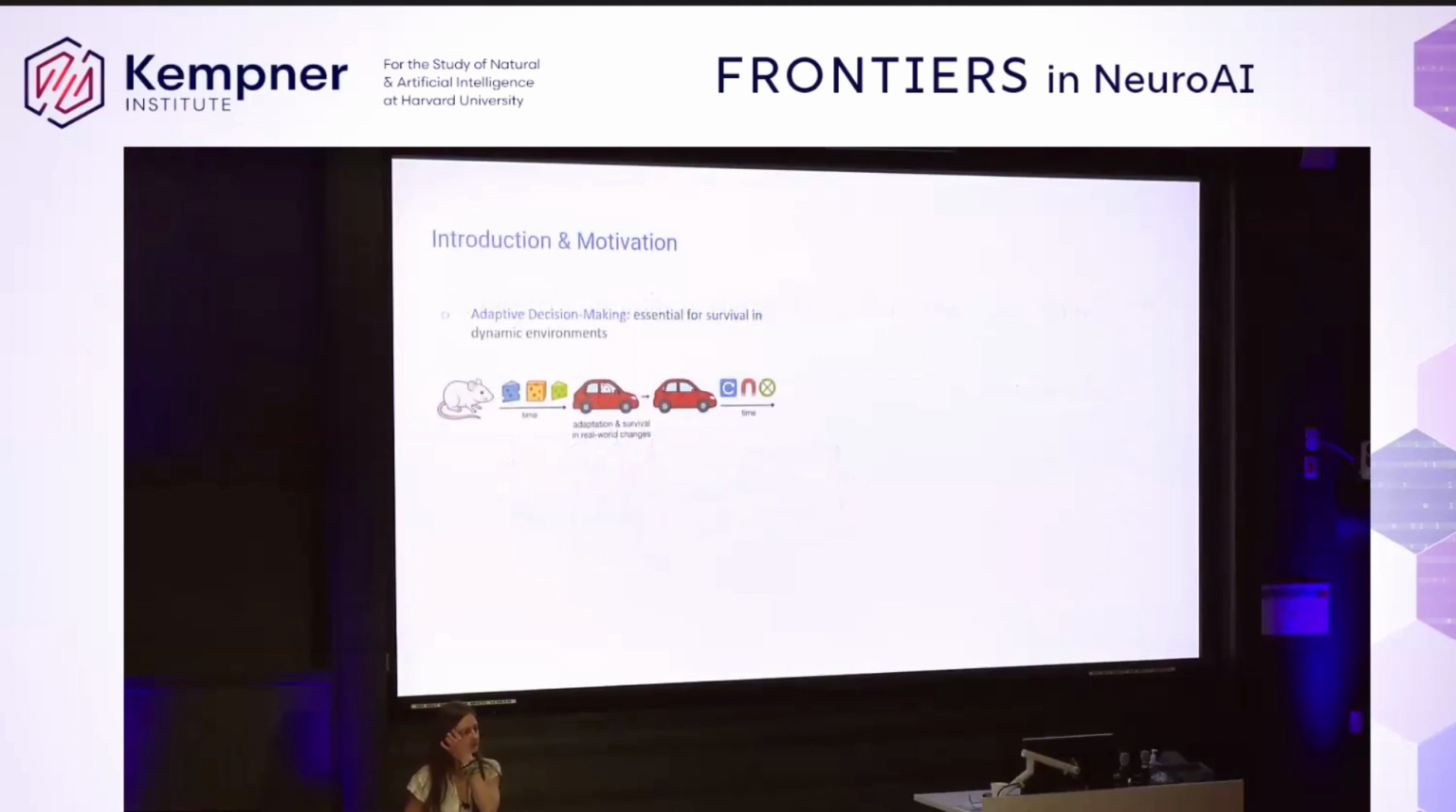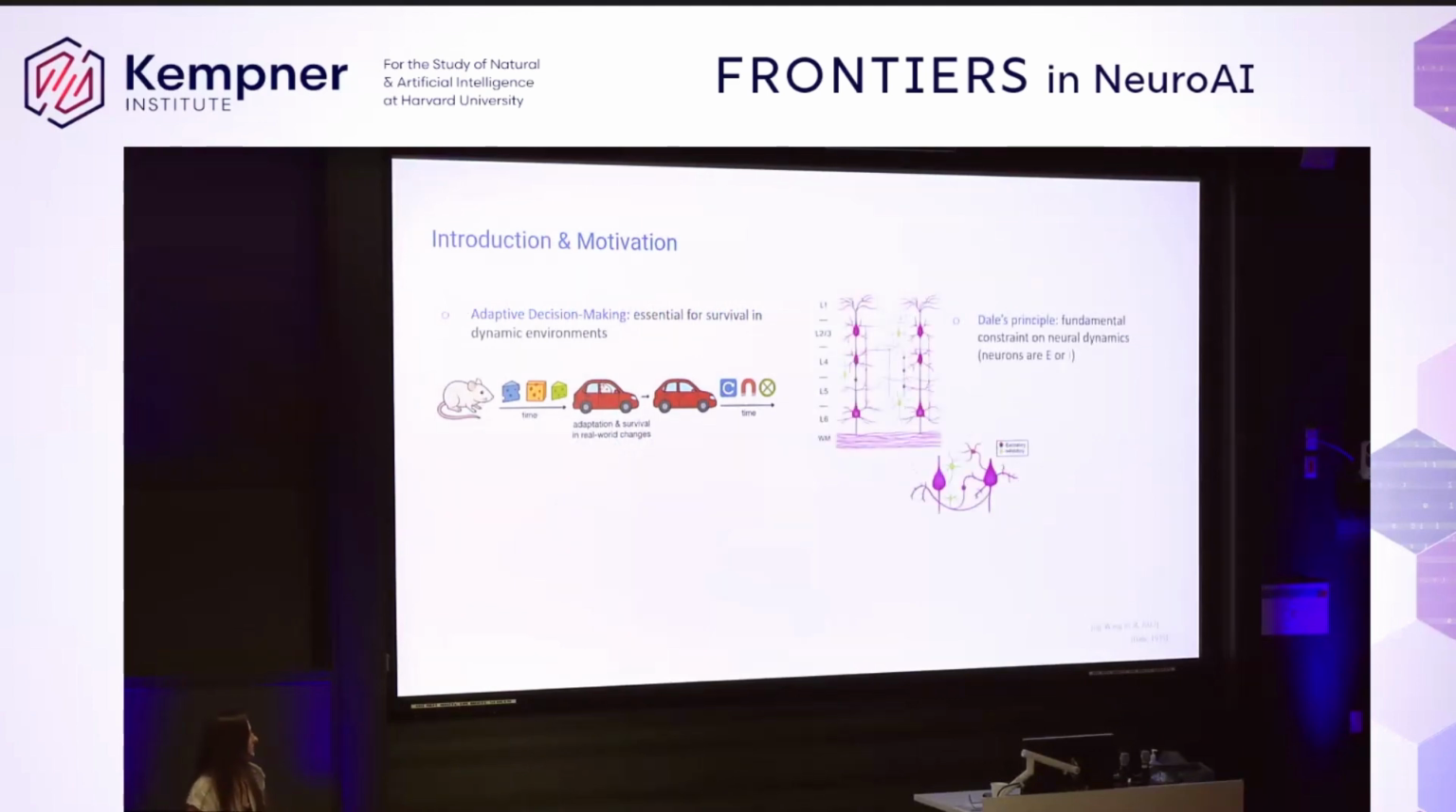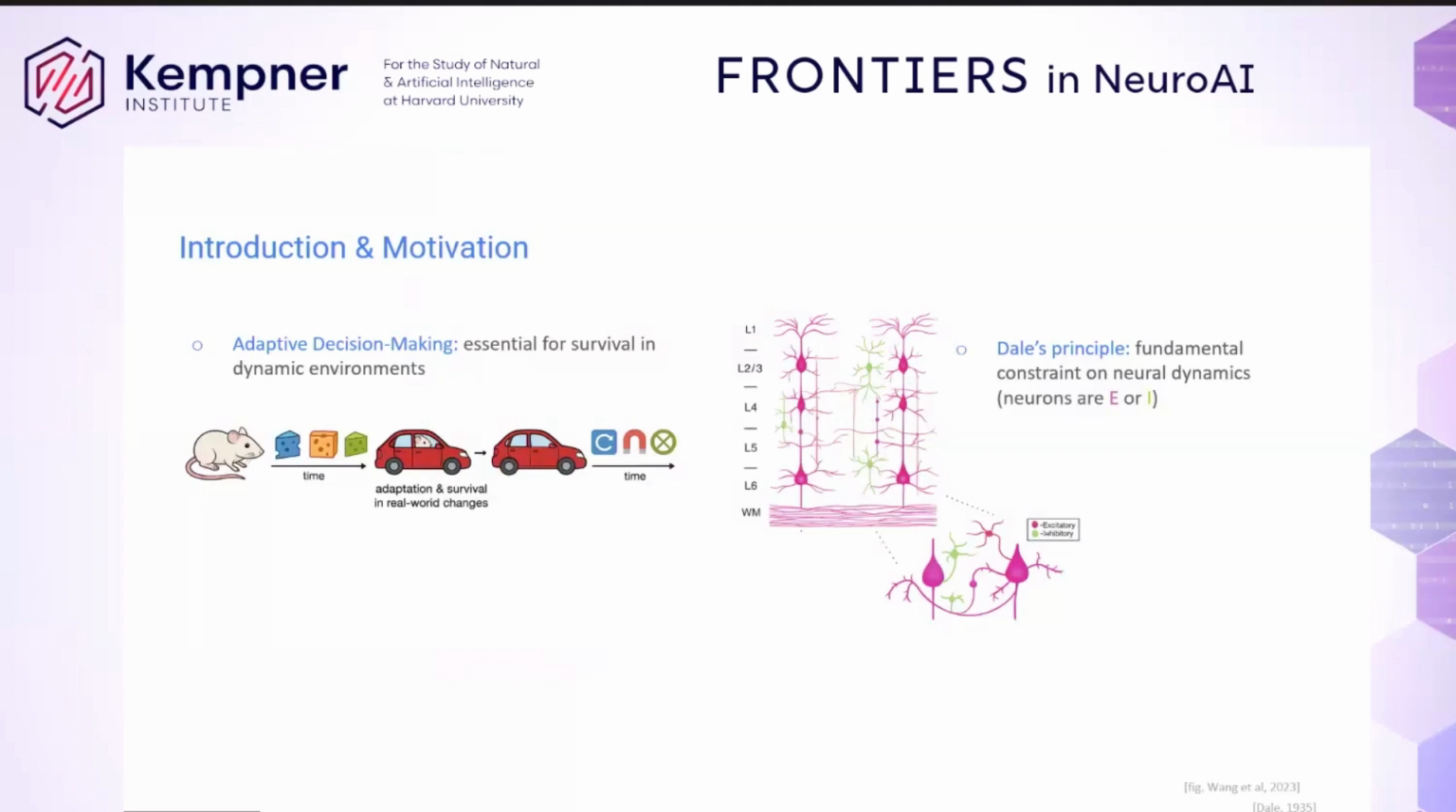This work is based on two observations. The first one is that adaptive decision making is essential for survival in dynamic or uncertain environments. And the other is that a fundamental principle of neural networks in the brain is Dale's law, or Dale's principle, which states that neurons are either excitatory or inhibitory based on the neurotransmitters that they release at all of their synapses.